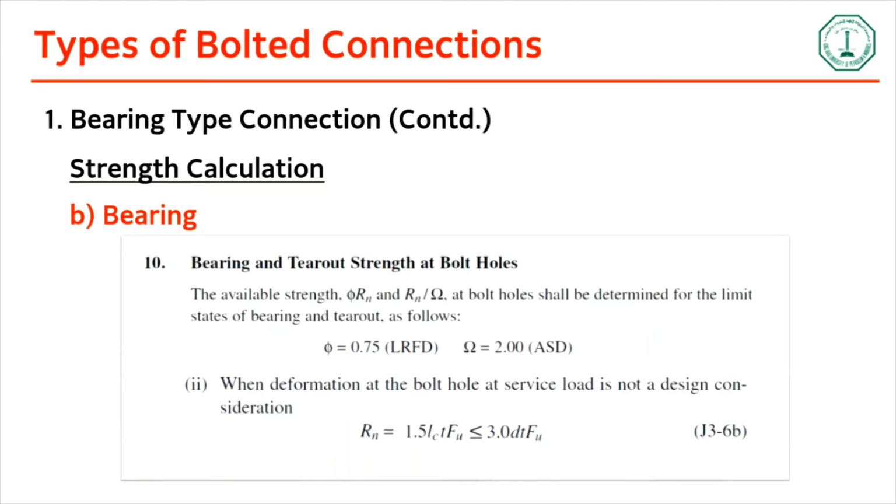For bearing, this equation is available on page 16.1, page 127. Before you go there, on page 124, we have two equations for Rn. One including Fn, one including Fnt dash. Which one should we use? We use the first one. The other one is for combined tension and shear.